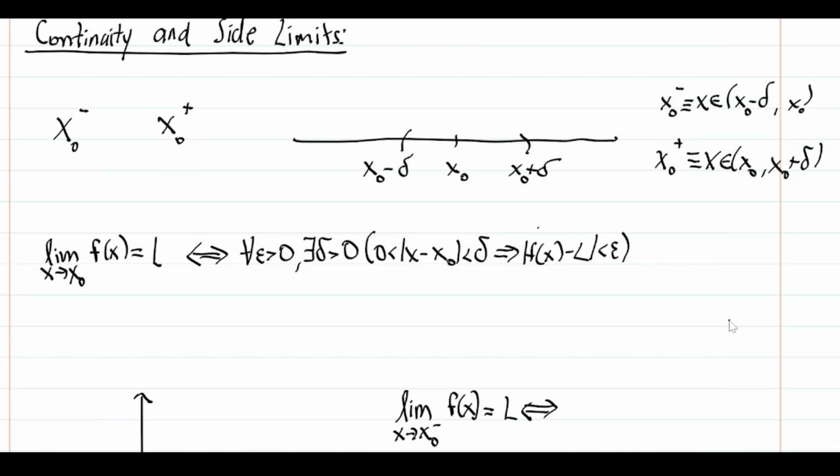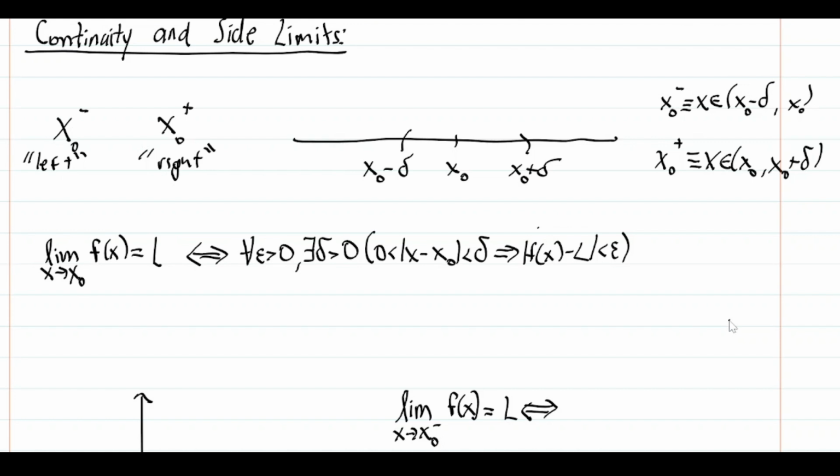Welcome back. Today we're going to be doing continuity and side limits. So in order to understand the concept of side limits, we have to understand what it means to approach something from the side. So this is x naught minus, so it's just approaching x naught from the left, and this is x naught plus, which is approaching x naught from the right.